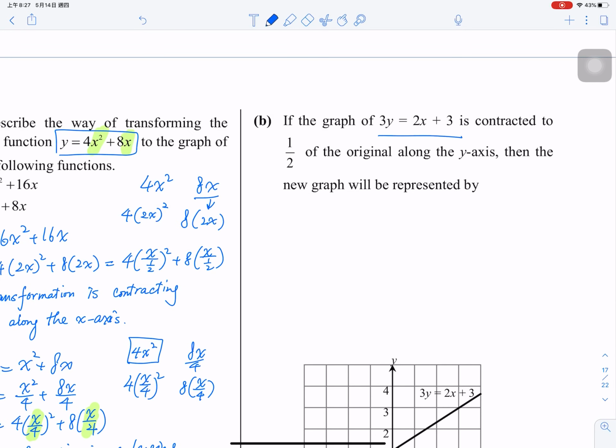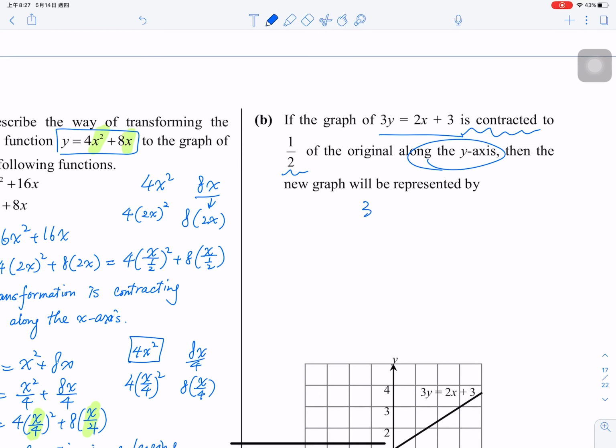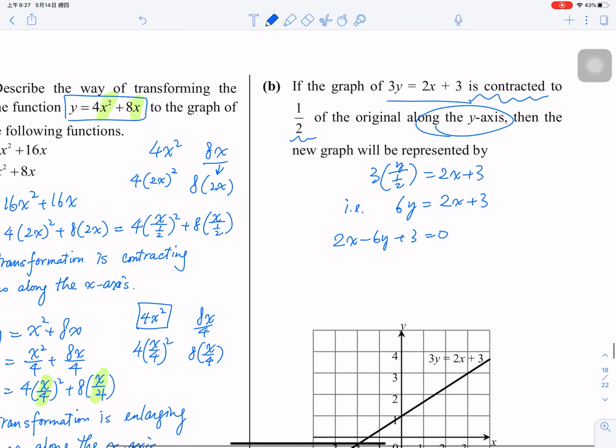Now this function is contracted to half of the original along the y-axis. So what's the new graph? Again, 3 and then y over 1 over 2, right? Equals 2x plus 3. That means 6y equals 2x plus 3. Okay, you may write it as 2x minus 6y plus 3 equals 0, just the same.